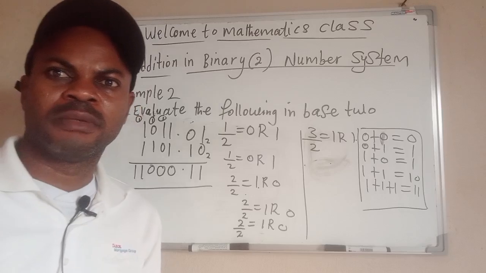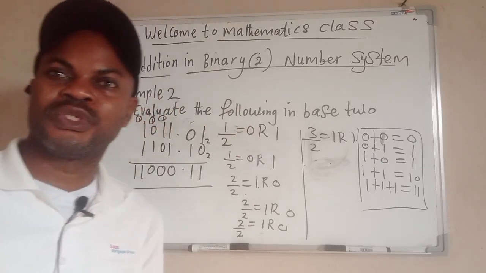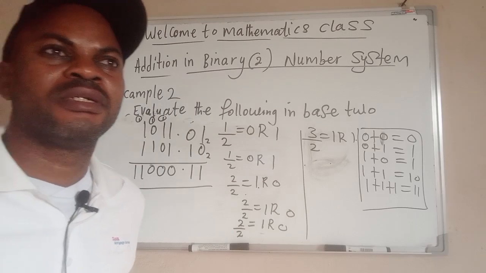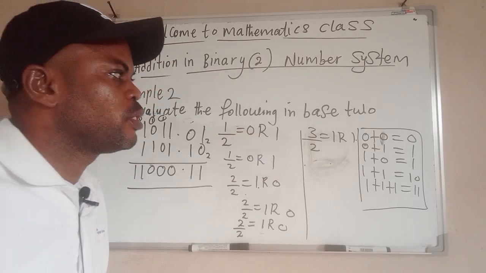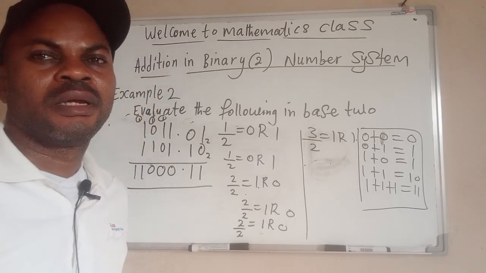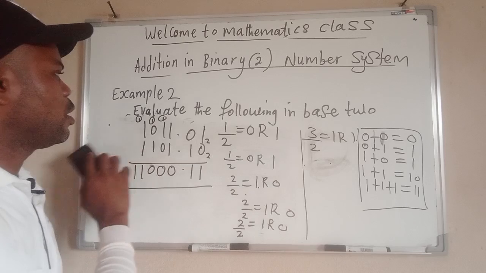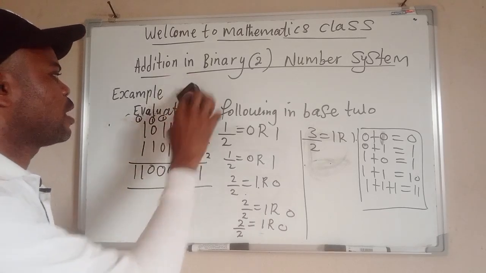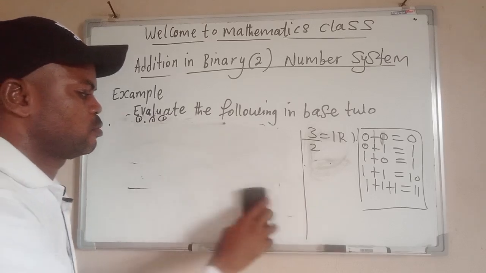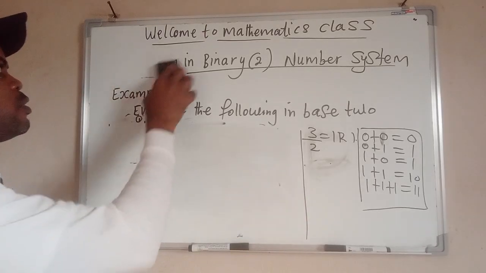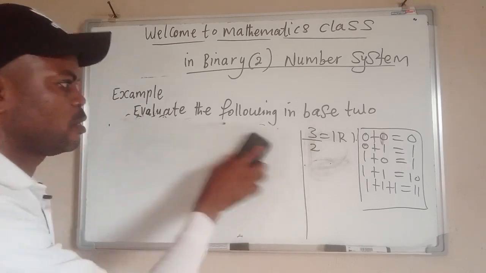So from what you can see on the board, we just finished considering addition in binary or base 2 number system. We're proceeding over to subtraction in binary number system, or subtraction in base 2. So quickly, we're going to erase this and continue with subtraction in binary number system.